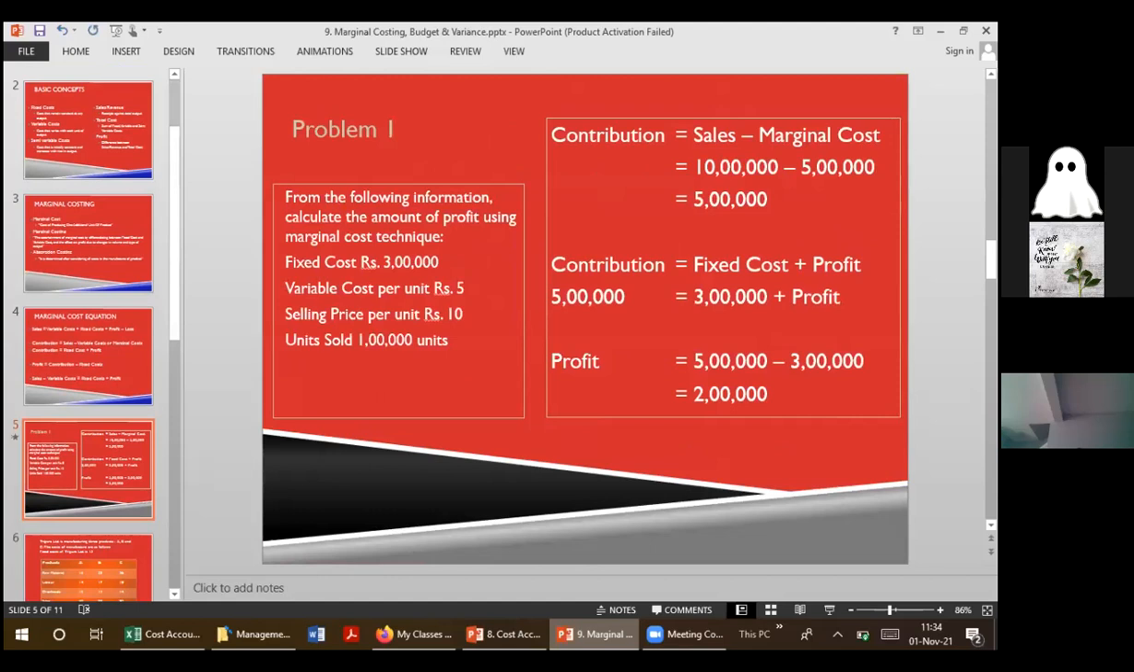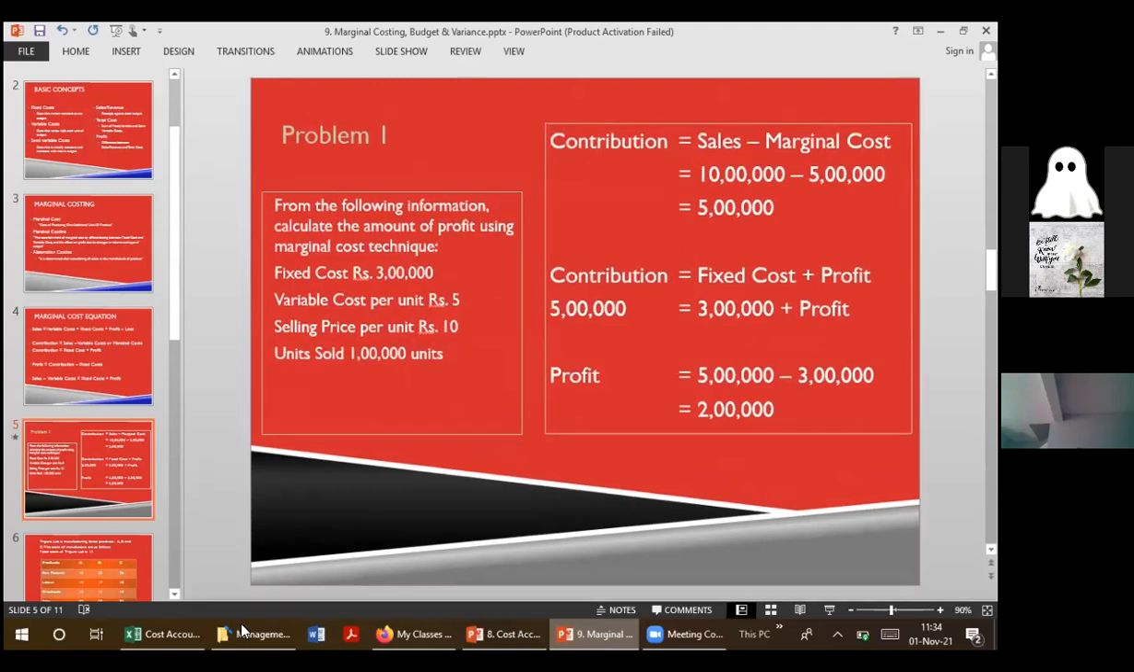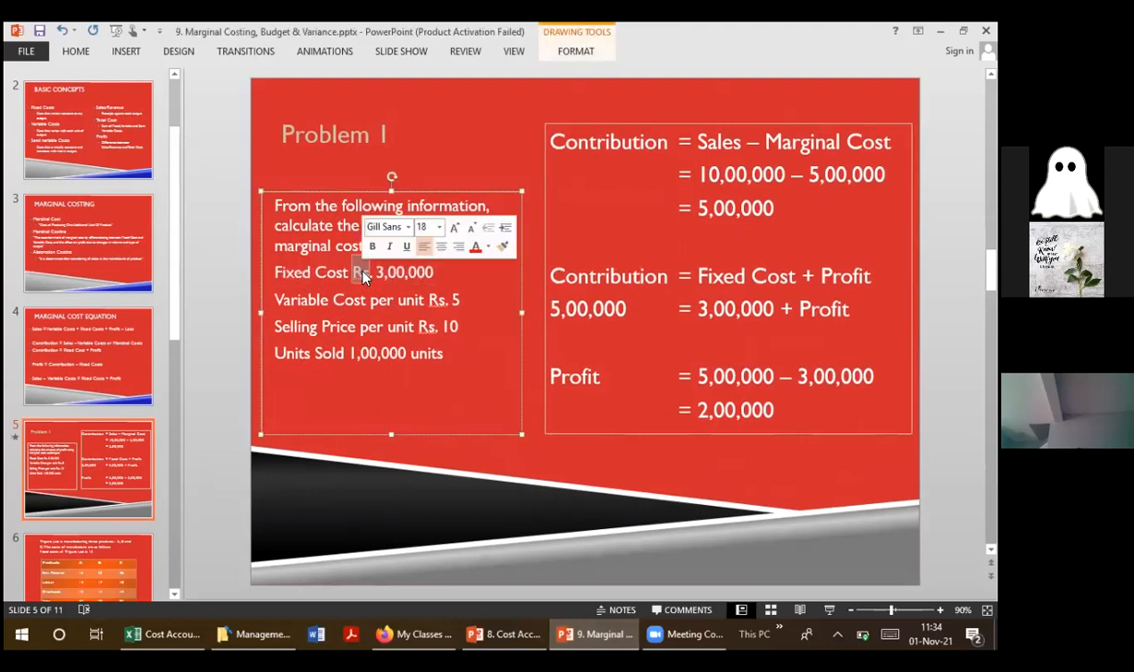So this is a small example of how we solve things in marginal costing. For example, you are given in the question that from the following information, calculate the amount of profit using the marginal cost technique. Let's change this to dollars. You're given the fixed cost, the variable cost, the selling price, and the number of units sold. From that, we can calculate everything we need.